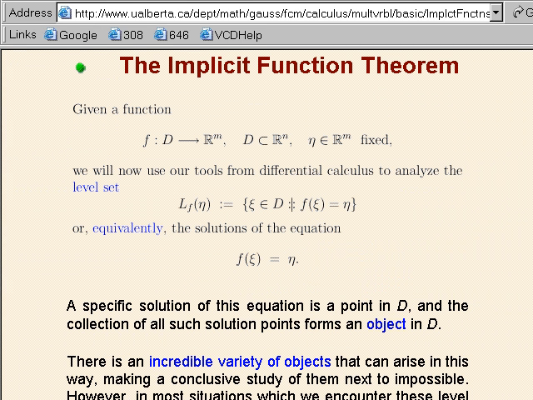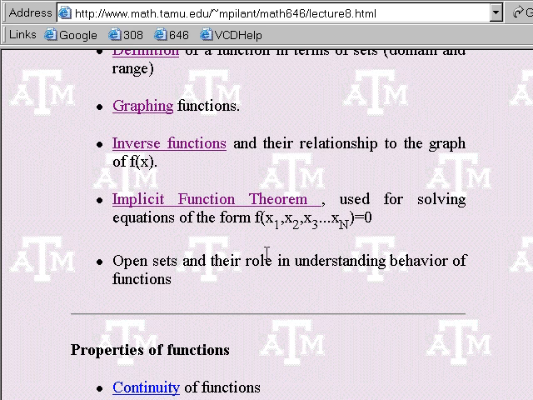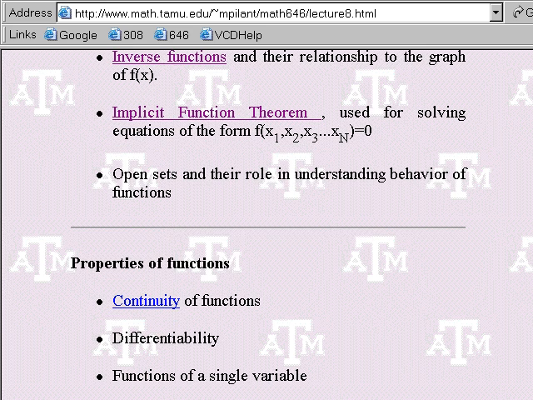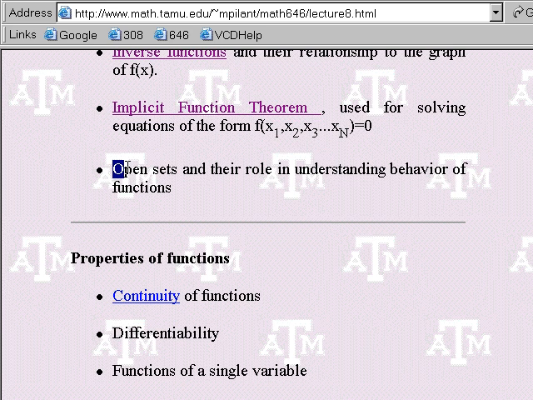And it actually resolved one of the earliest problems that people had when they talked about functions. This idea of open sets and their role in understanding the behavior of functions, and how it has to do with continuity, we'll talk about in the next lecture. So that was a topic I put in.